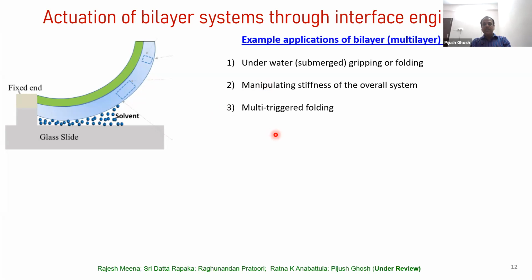And the other thing is multi-triggered folding. For example, one trigger is not always efficient and good, particularly for a specific application. So maybe you will use one trigger for folding and the other trigger for unfolding. And there, it is usually found that one particular polymer is not effective as far as response is concerned to both the triggers.